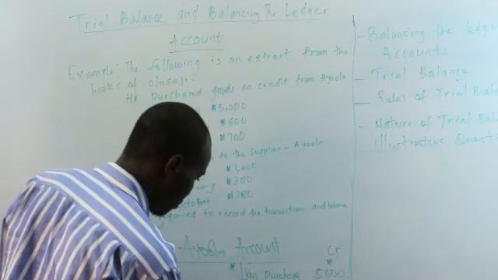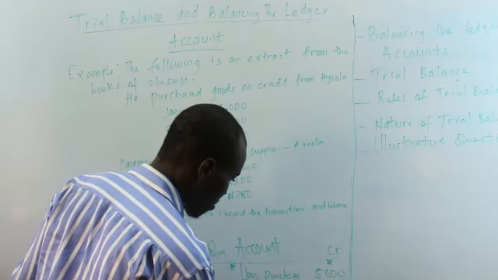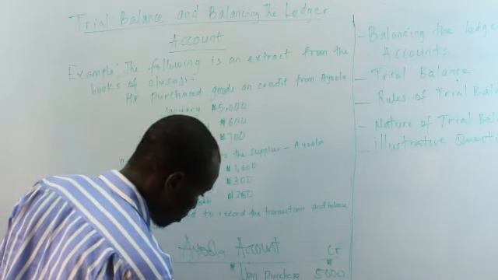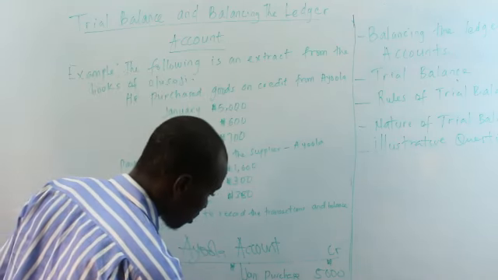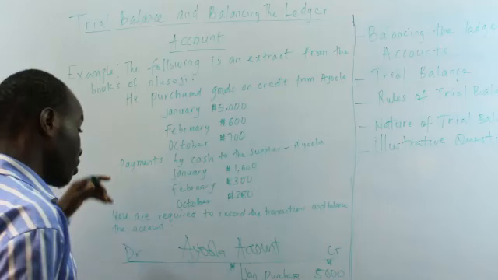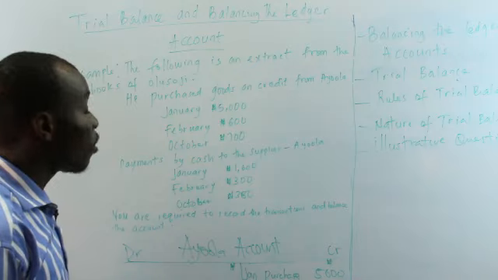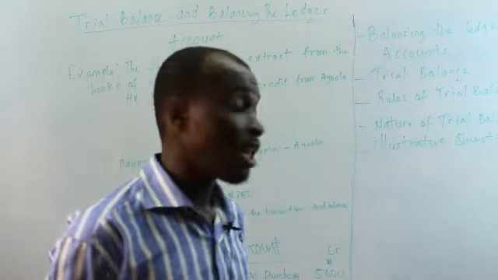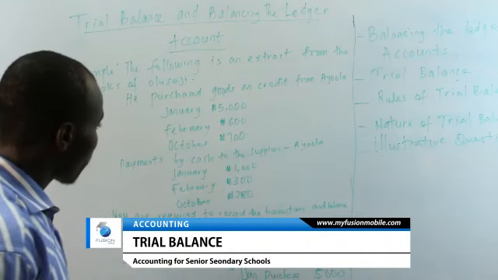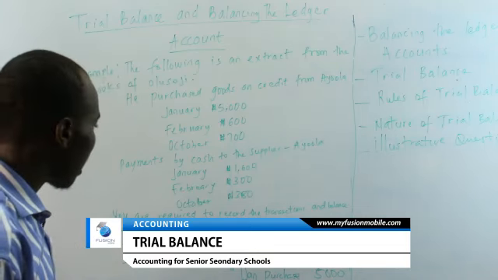February, he purchased another goods worth 600 naira. October, he purchased goods worth 700 naira. So now, payment by cash to supplier Ayola. When Olusoji made payment to the supplier Ayola, we are going to use the double entry principle. So we are going to credit the cash and debit Ayola's account.